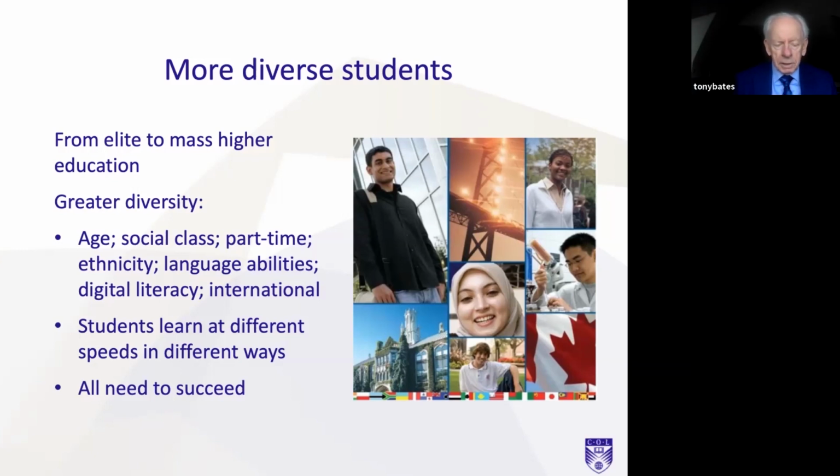They vary in age. We're seeing many more lifelong learners coming in, for instance. They vary much more in social class. Some of them are part-time. Even if they're full-time, they may be working part-time to help pay their way through university. The ethnicity of students has increased considerably. Students come from different ethnic groups.